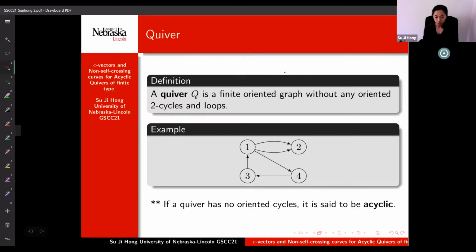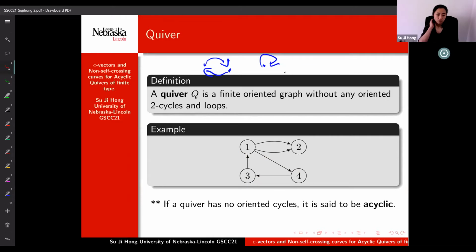So what is a quiver? A quiver is a finite oriented graph without any oriented two-cycles or loops. So nothing that looks like this or that. Here is an example. You can see that even though there are no two-cycles, there is this cycle of length 3. That's fine. And if a quiver has no oriented cycle, then it's said to be acyclic.